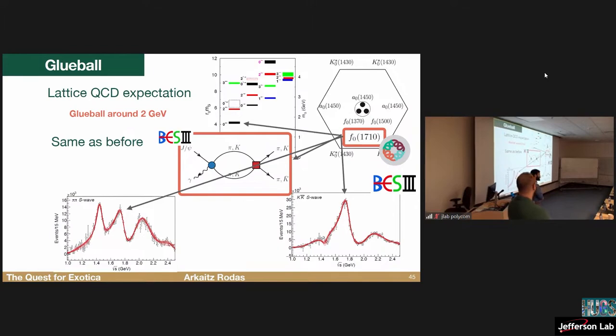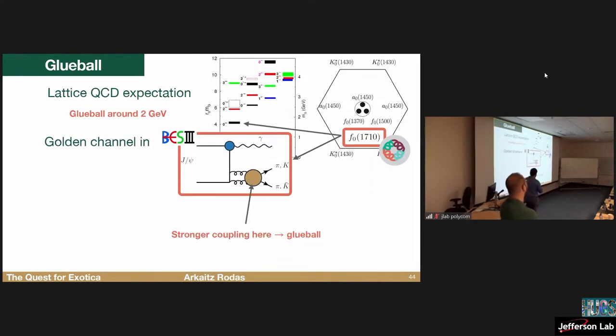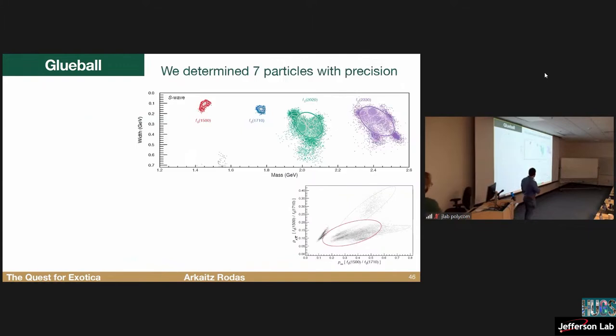So what distinguishes the f0(1710)? Yes. So the idea is, once you get your parameterization, you can tell me what the coupling is, right? Because you fit it to data and you got the poles in the complex plane. So now you can tell me the production vertex of each one of these resonances, each one of these points in the complex plane.